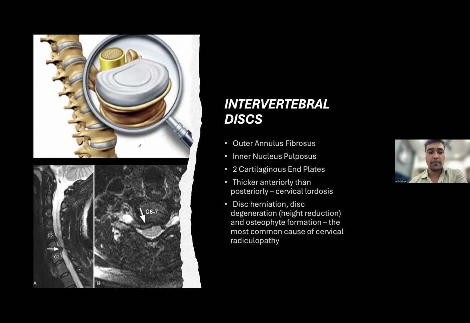The important anatomical structures in the cervical spine that have significance in cervical radiculopathy include the intervertebral disc. As we all know, it has an outer annulus fibrosus and inner nucleus pulposus and two cartilaginous end plates. They are thick anteriorly and thin posteriorly, which contributes to the cervical lordosis. Disc herniation, disc degeneration, height reduction, and osteophyte formation are the most common causes of cervical radiculopathy. As we can see in this picture, this shows a right-sided C6, C7 disc herniation, which is causing compression over the right nerve root, resulting in cervical radiculopathy.